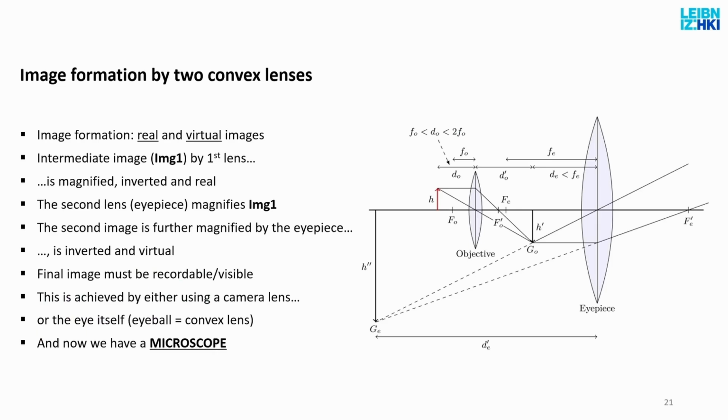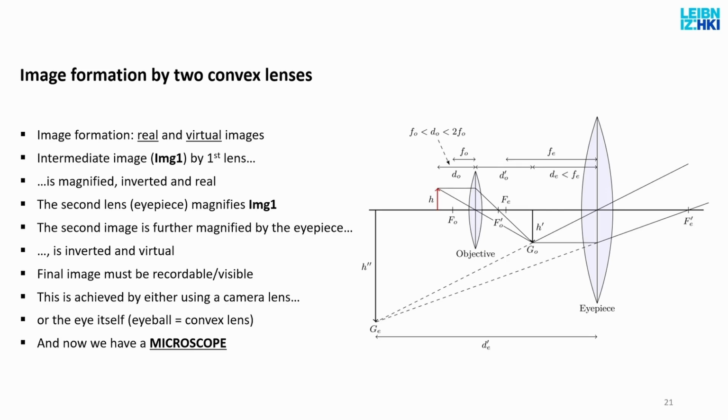So what happens when I put two lenses next to each other? Very simple. I take the object, I calculate where the first image is generated. And then I consider this first image, the intermediate image as it's called, as the object for the second lens. And if you follow these lines in your free time, you will realize that putting two lenses next to each other, I will have an even higher magnification of the object.